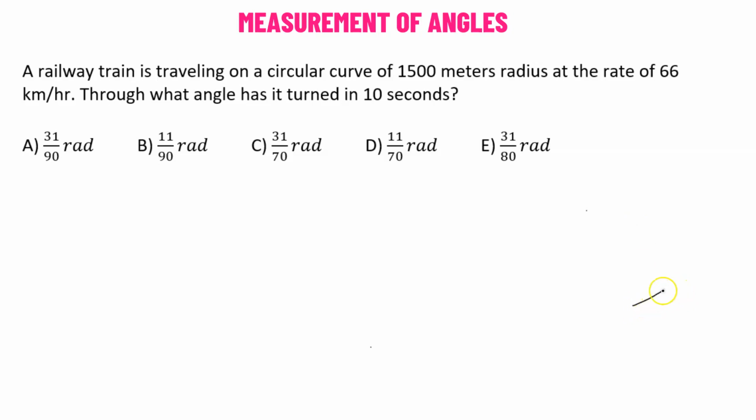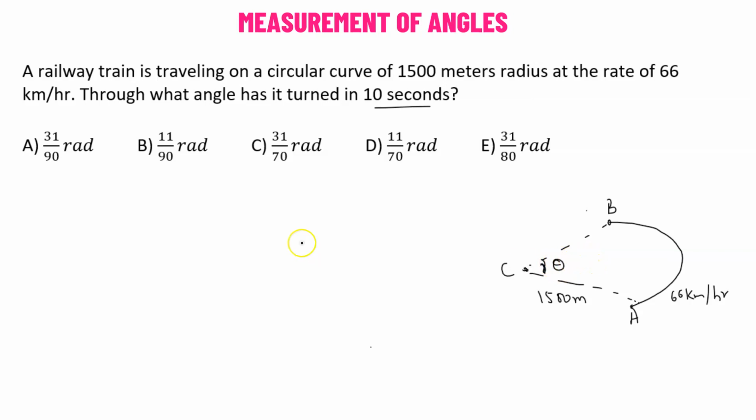So let's say we have here a circular curve. The curve starts at point A and terminates at B. We have a train that travels from A to B with a rate of 66 kilometers per hour. Now the radius of this circular track, let's say this is the center of the circular path, is 1500 meters. Now in order to go from point A to point B, it takes around 10 seconds. Our goal will be to find the angle which is subtended at the center.